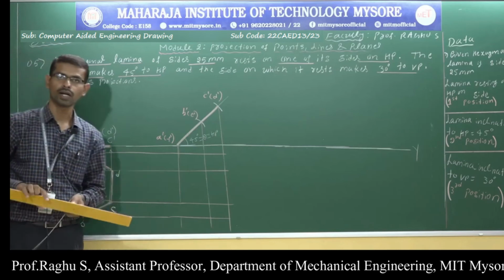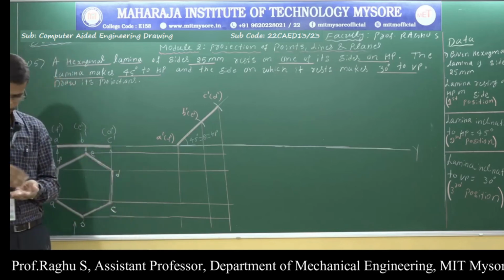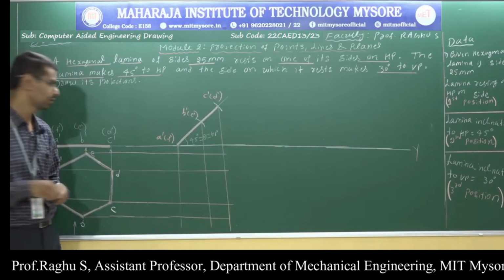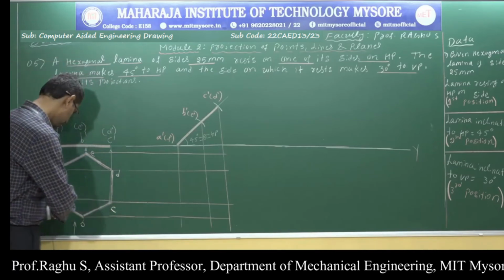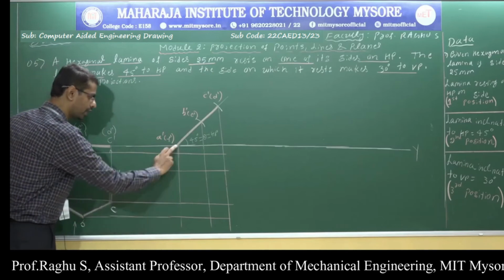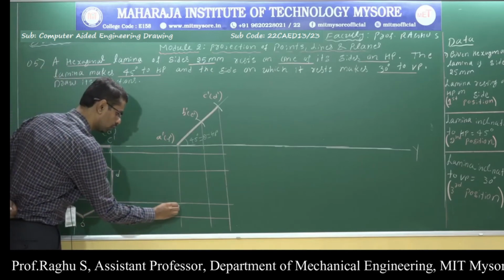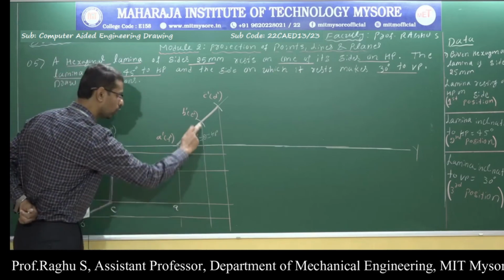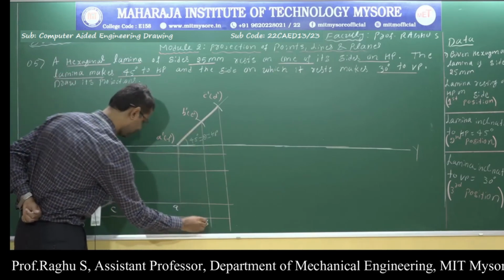So draw vertical and horizontal projections. Now locate points A, B, C, D, E and F. This is the horizontal projection of point A and this is the vertical projection of point A. So therefore this is A. This is the horizontal projection of point B. This is the vertical projection of point B. So this is point B.